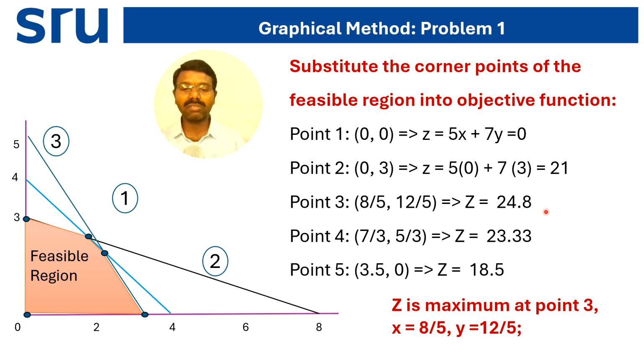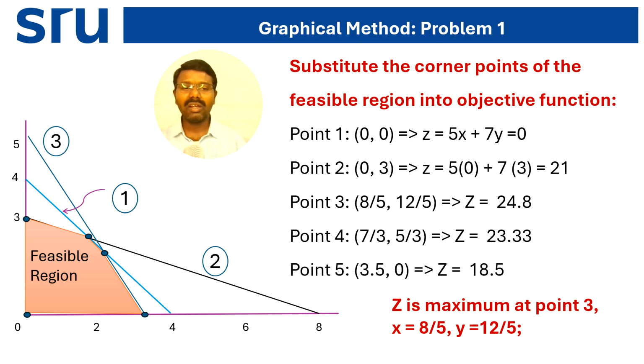So the z is maximum at point 3. So the x value at point 3 is 8 by 5 and the y value at point 3 is 12 by 5. So finally we got the x and y values. So this is the solution for the given LPP. So likewise we need to solve the problems.